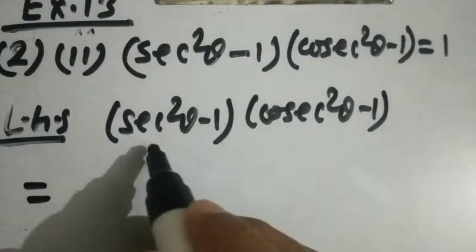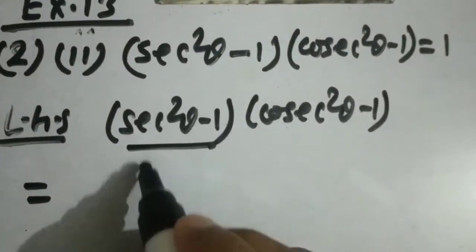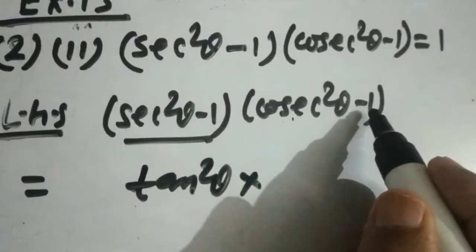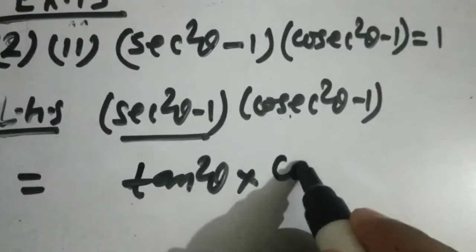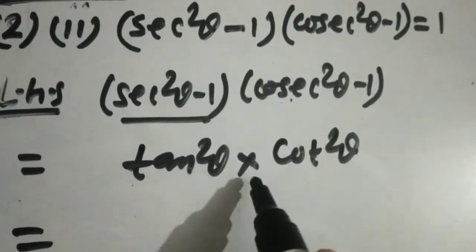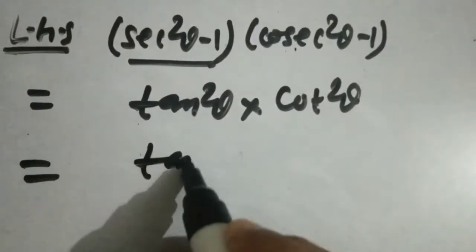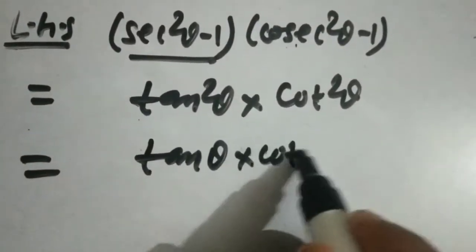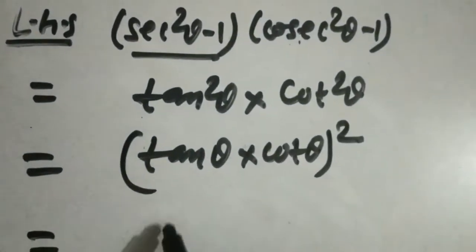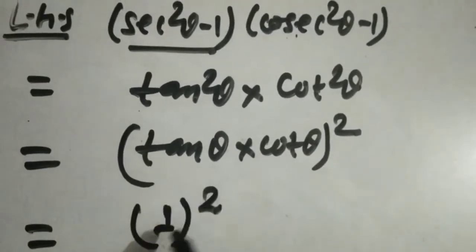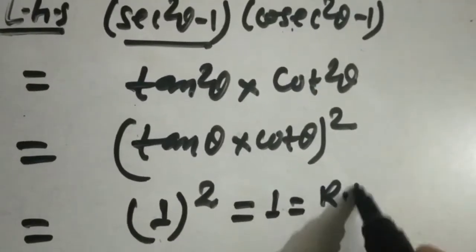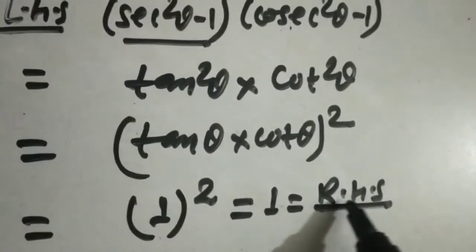Now sec square theta minus 1 is an identity which is equal to tan square theta, and cosec square theta minus 1 is also equal to cot square theta. Now a square is there on both, so it will be tan theta into cot theta the whole square. And now tan theta into cot theta is equal to 1, so it will be 1 square and equal to 1, and then LHS is equal to RHS, proved.